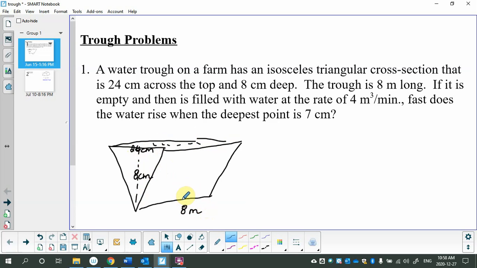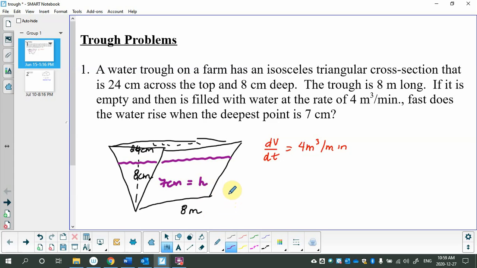You see a problem already? Different units. If it is empty and then filled with water at a rate of, there's meters cubed, so I know its volume per minute. How fast does the water rise when the deepest point is 7 centimeters? So let's dig out our purple water again. And the height will be 7 centimeters.